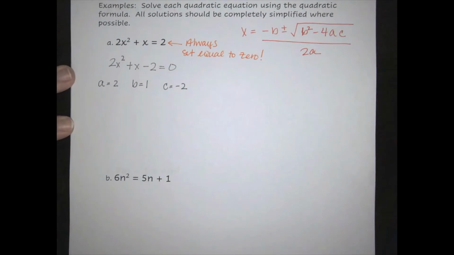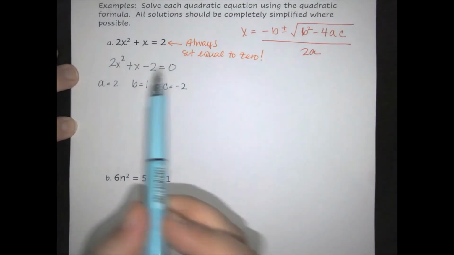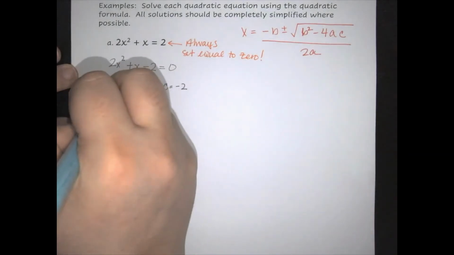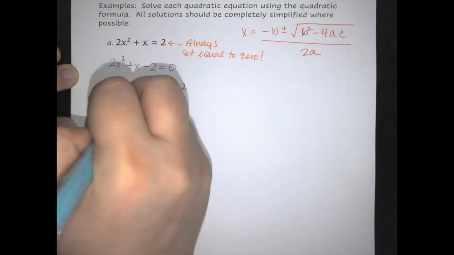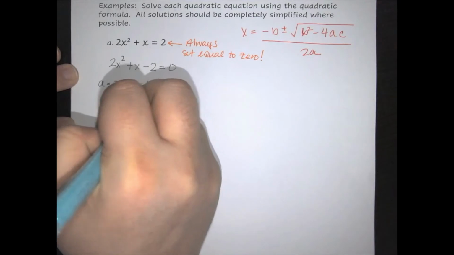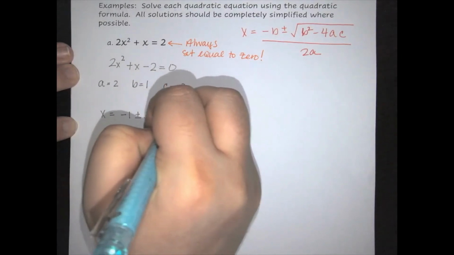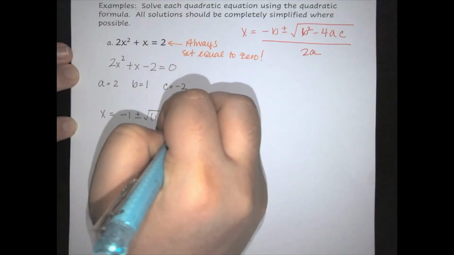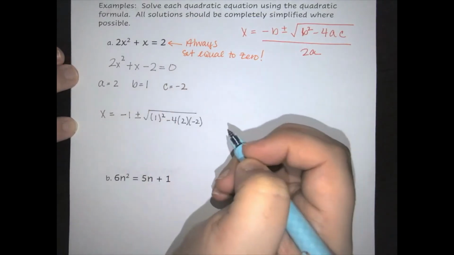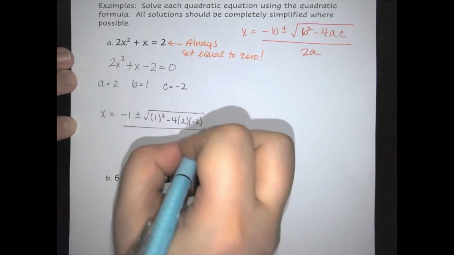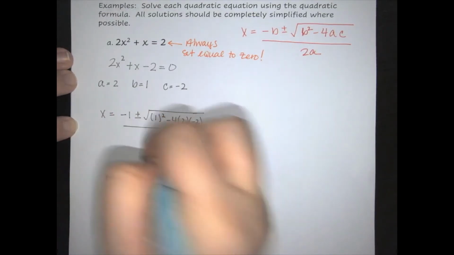As soon as you do that, the very next thing you have to do is simply take the a, b, and c and plug them into your formula. So here we have that x is equal to negative 1 plus or minus the square root of 1 squared minus 4 times 2 times negative 2, and this whole thing is going to be over 2 times 1.